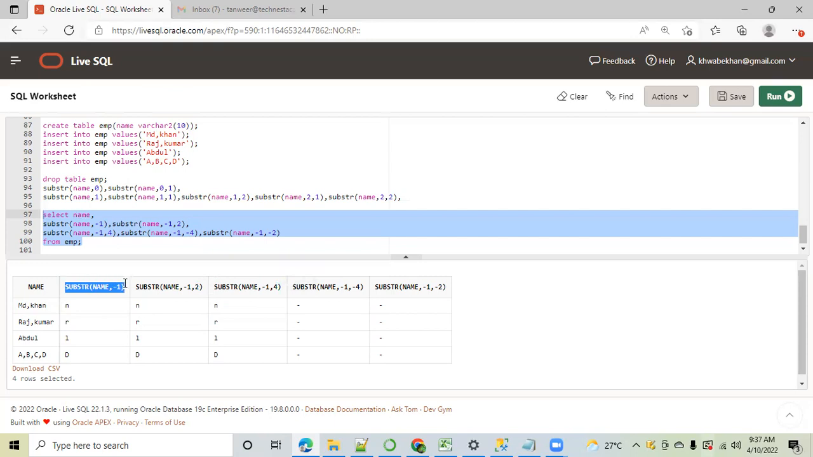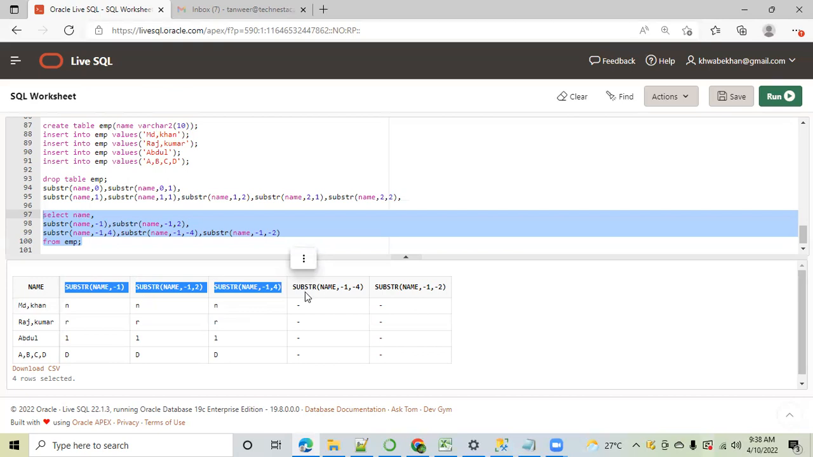That's why if you see substring name, -1; substring name, -1, 2; substring name, -1, 4, they all are giving the same output. So after -1, if you give any positive argument, or if you don't give any argument, you will not have any output here. No output. Is this clear? First three columns, clear to everyone? Okay.